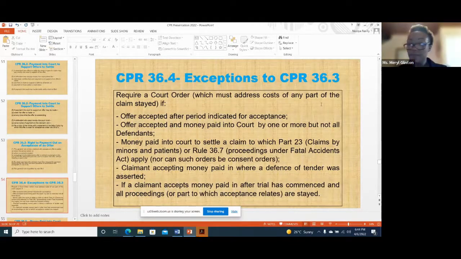We're almost at the end. So 36.4 sets out the circumstances in which you will need a court order in order to get your monies paid out to you. And the court order that is made must address the costs of any part of the claim which has been stayed by the acceptance. So in the interest of time, I'm going to ask you to just look at that particular rule, 36.4, and look at the circumstances in which you will absolutely need permission. But we've already highlighted that anything which is covered by 23.12, minors and patients, as well as proceedings under the Fatal Accidents Act, are going to require permission from the court. Next slide.